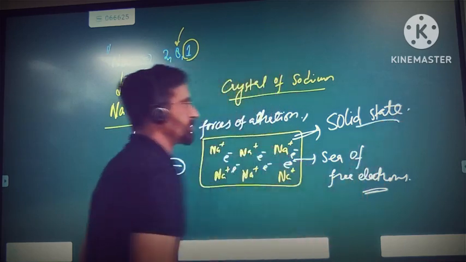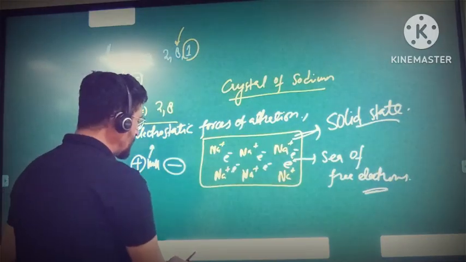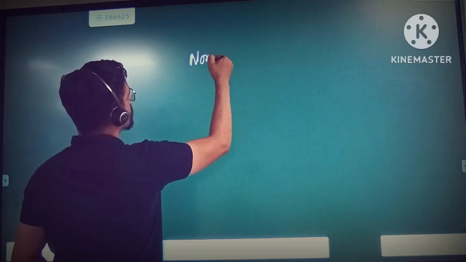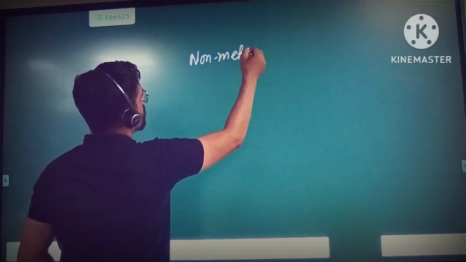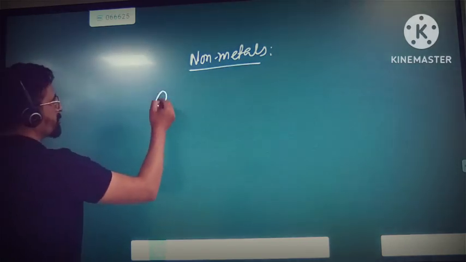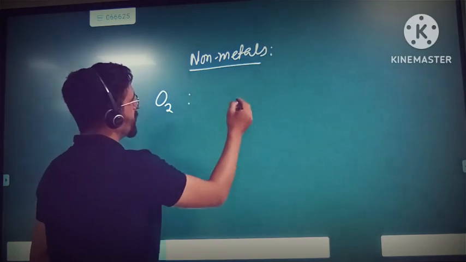Now, it's clear about metals. Now, what is it that happens in case of non-metals? Now guys, you need to be very sure about this. Now, let us talk about oxygen. How does it exist?